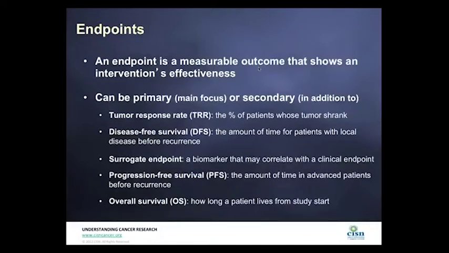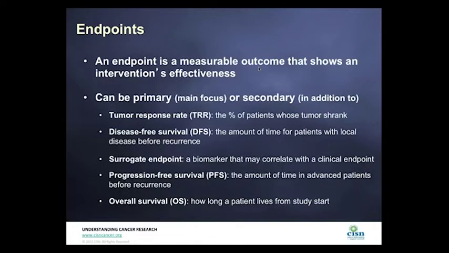Try to be more sensitive. Try to find it earlier. Try to see that change as it happens rather than 6 months later with an image, an MRI picture. So progression-free survival, again, is the amount of time in advanced metastatic patients before recurrence. And overall survival is how long a patient lives. And this is always measured from the time somebody goes into the study to the endpoint.